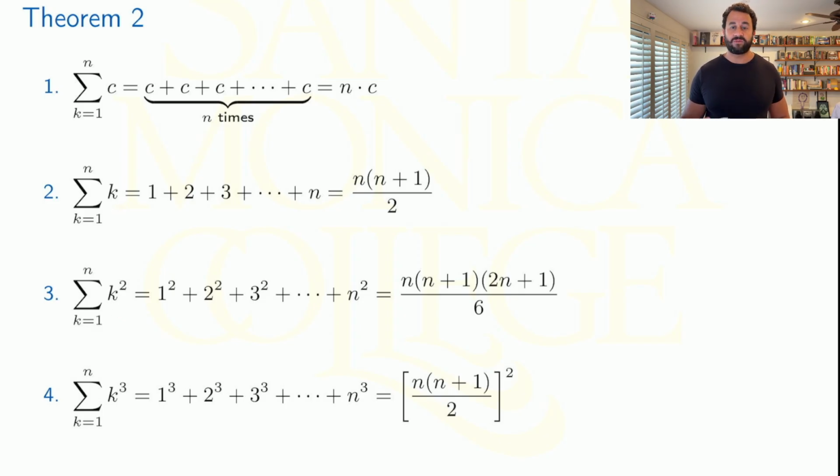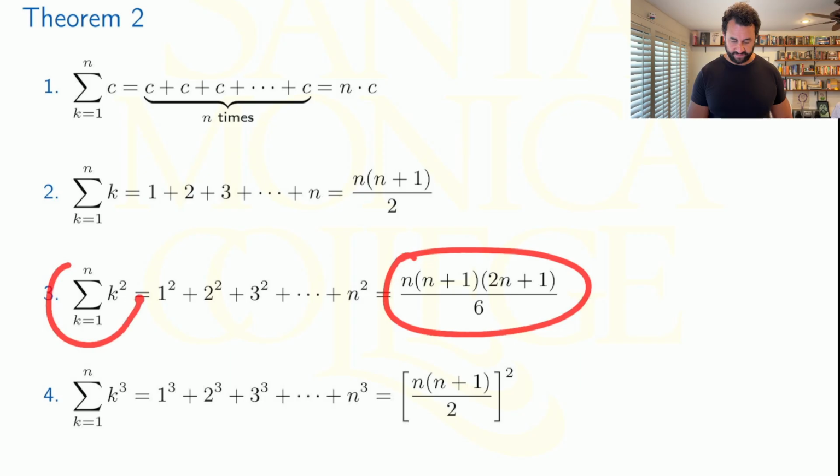The next formula is for when we add up the first n squares, or I should say the first n squares of the positive integers. So here, k is going to go from 1 to n. We're going to get 1 squared plus 2 squared plus 3 squared plus 4 squared, on and on, until we get to n squared. And a closed form for that sum is this: n times n plus 1 times 2n plus 1 all over 6. And that's this right here.